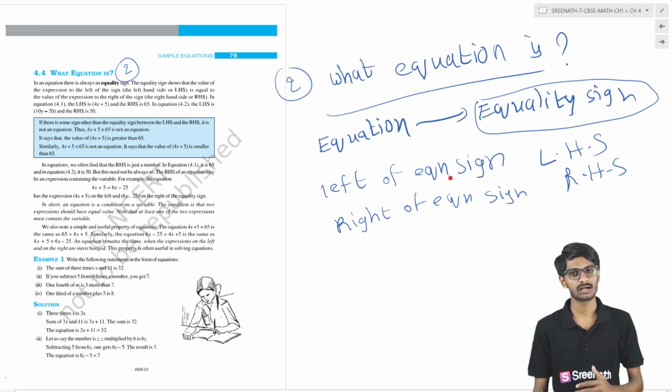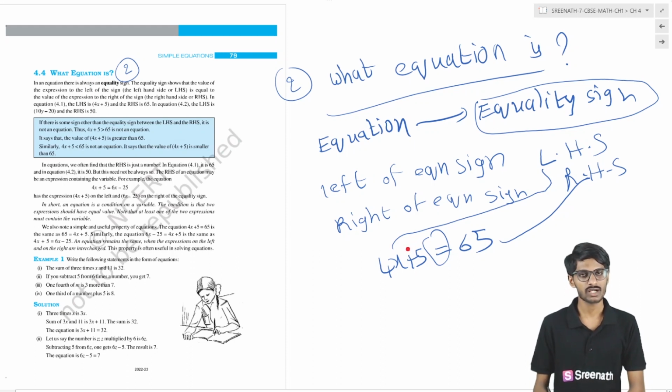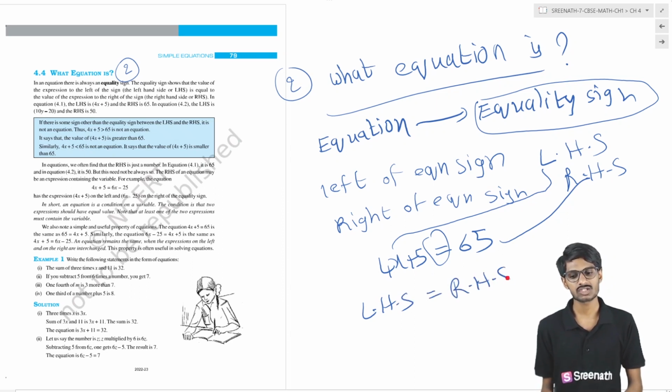Suppose 4x plus 5 is equal to 65. It is the equation, and there is an equality symbol. All the terms to the left of this equality symbol we call the LHS, and to the right we call the RHS. This is the equality symbol. So we call it the equation, students. One more thing is the values on the left hand side must be equal to the right hand side.